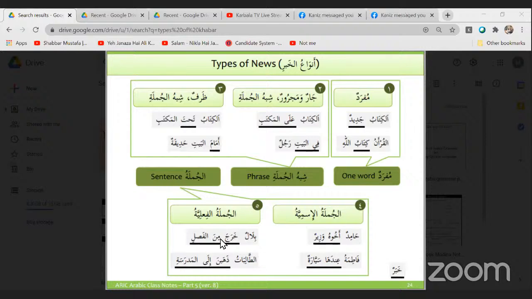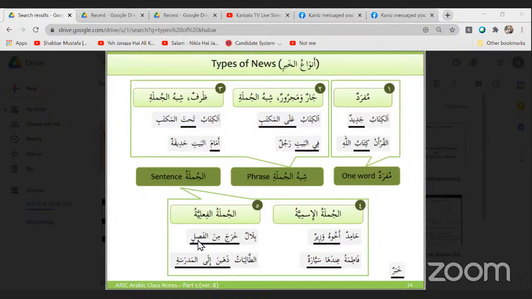Kharaja bilalun min al-fasli. That's a jumla fi'liya. But if you take Bilal out of its position after the verb and put it in the beginning before the verb, it will not be a verbal sentence anymore, but a nominal sentence. Is that clear? Yes. So the translation will be: Bilal, he exited from the classroom.